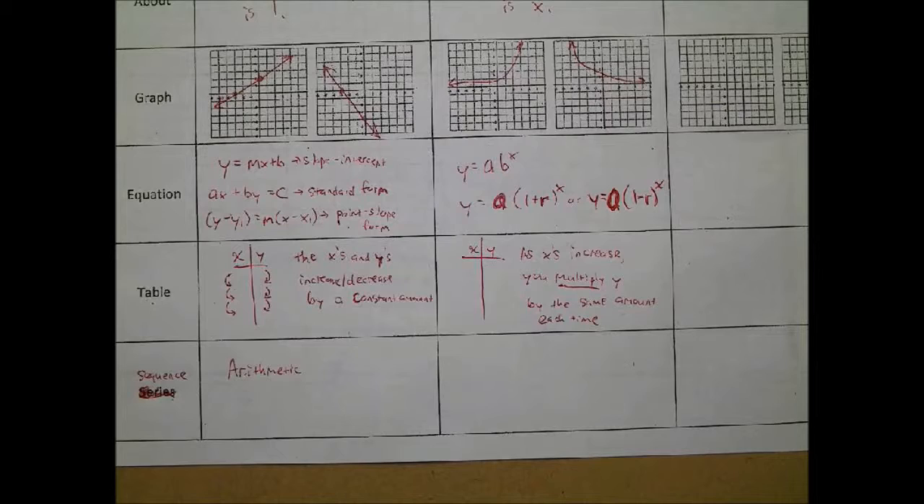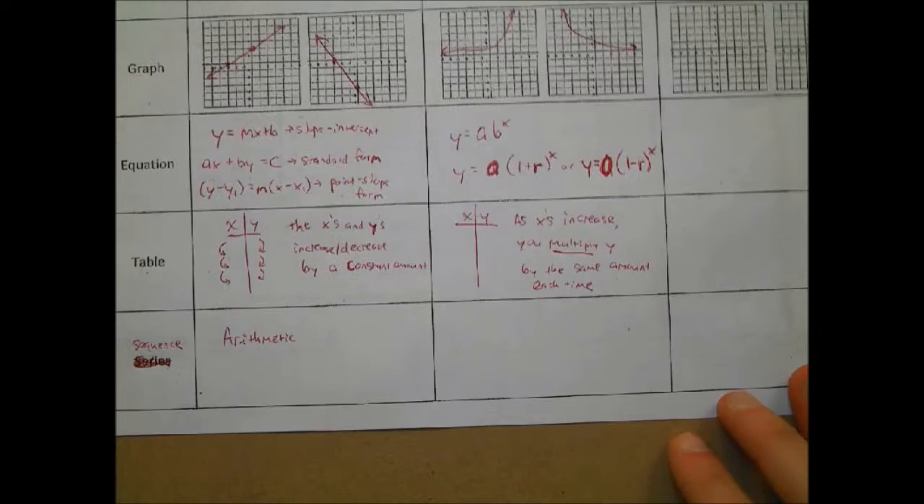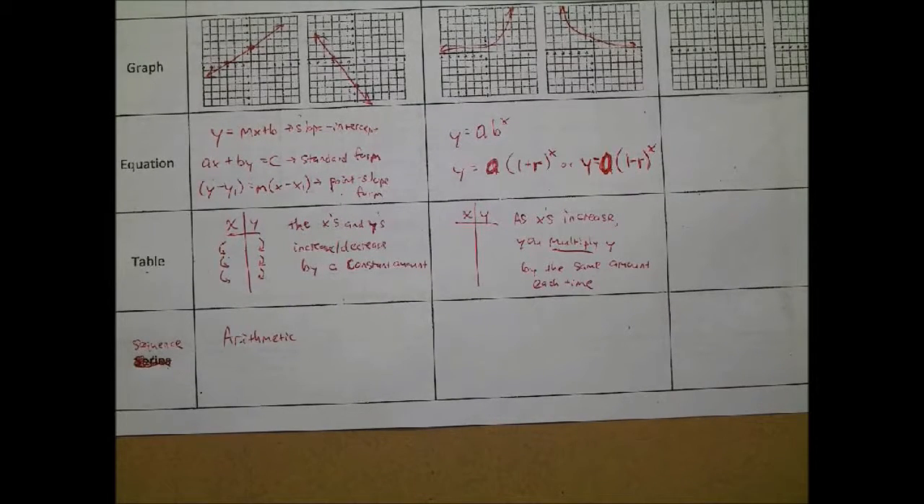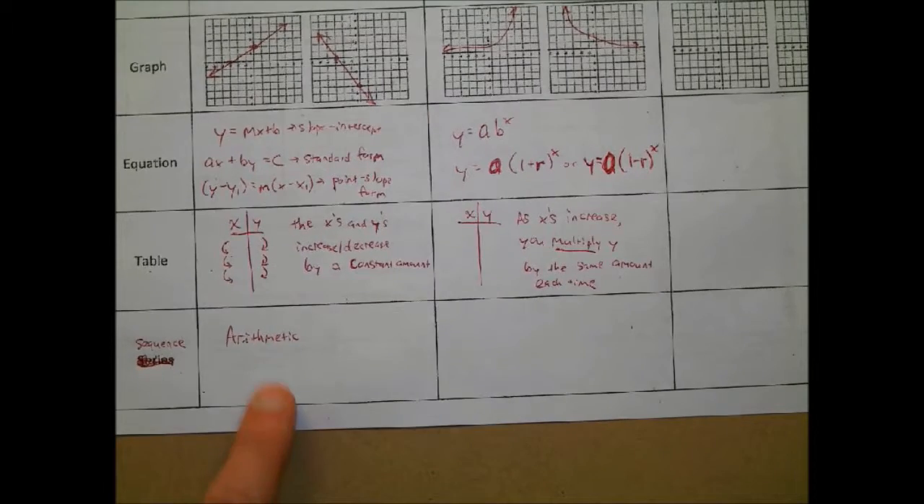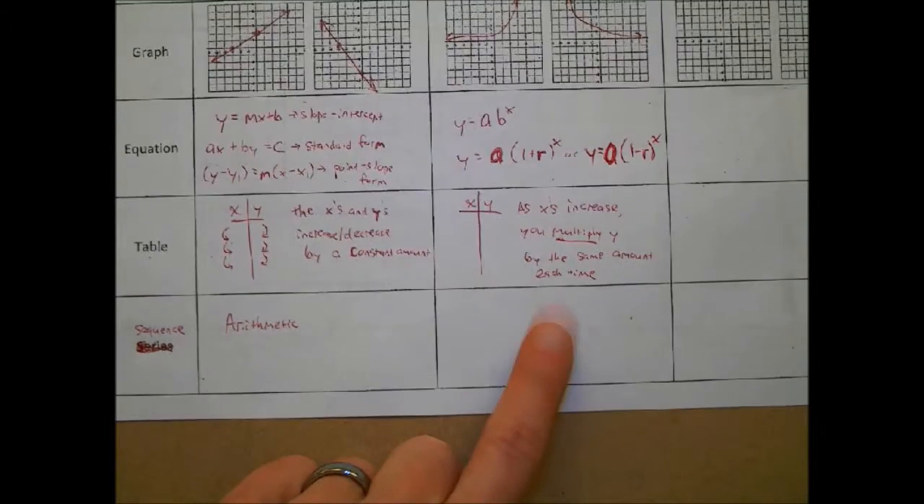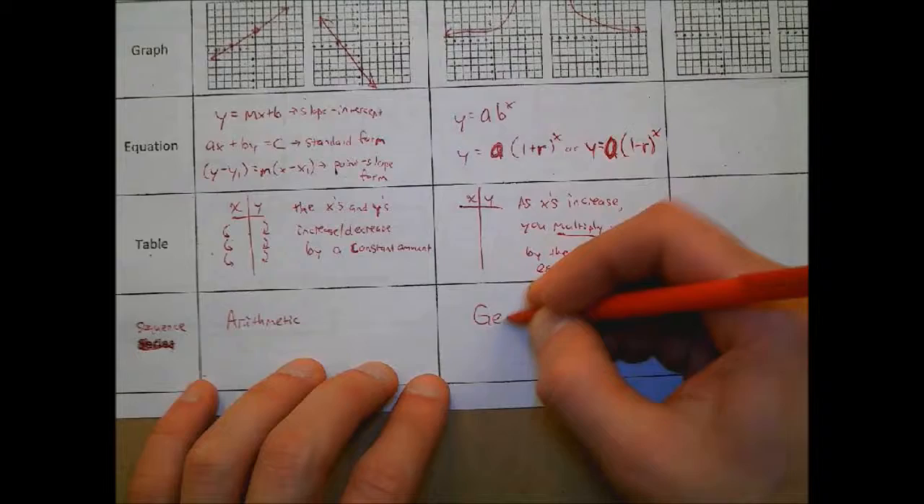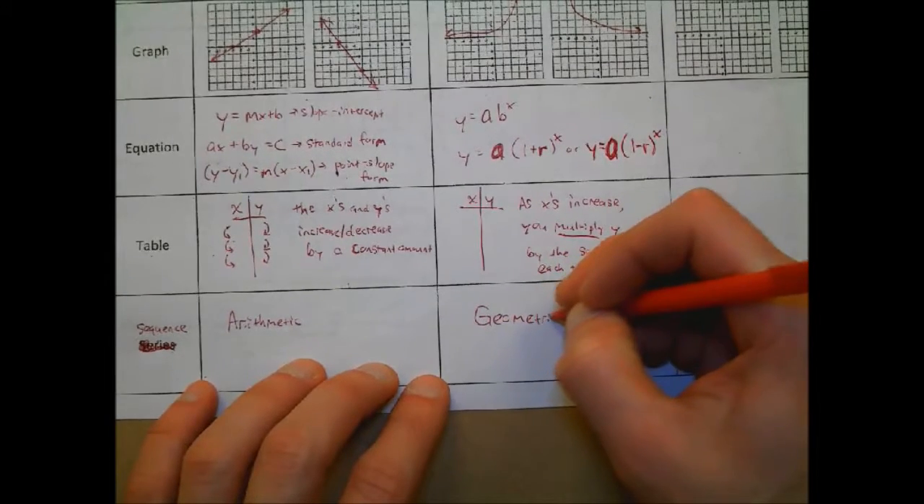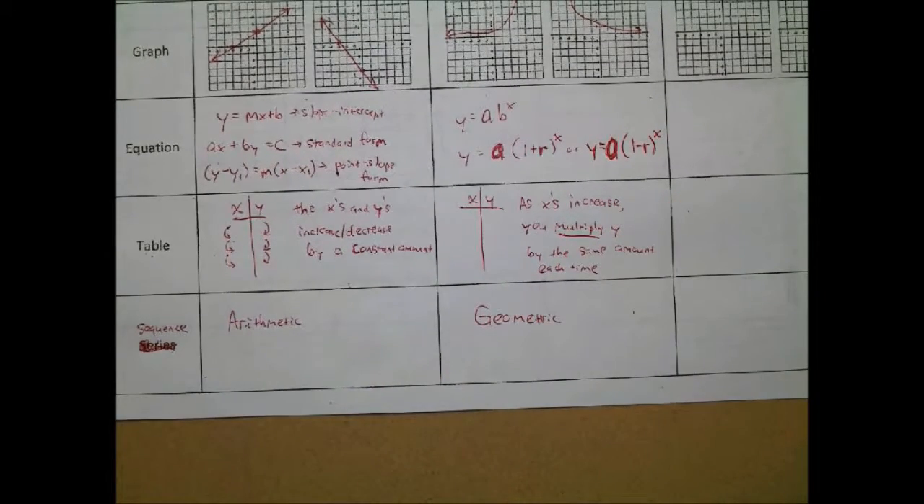Okay? Which then leads us to the kind of sequence. What sequence do we associate with exponential? It's not arithmetic, right? Because that was for linear. What's this one? Geometric, the other one. Okay? All right. So far, so good.